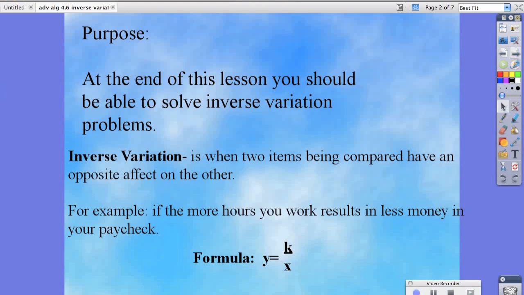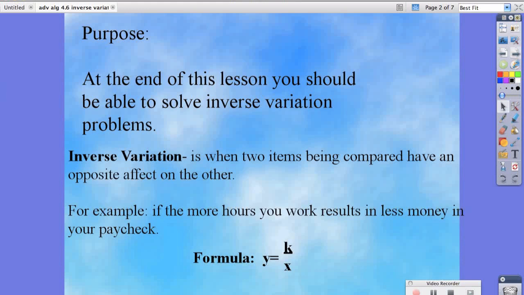Now inverse variation is the complete opposite. It's when two items being compared have an opposite effect on one another. For example, if the number of hours you work increases, and that results in less money in your paycheck, that's an inverse variation. That means you worked more hours, but your paycheck went down.